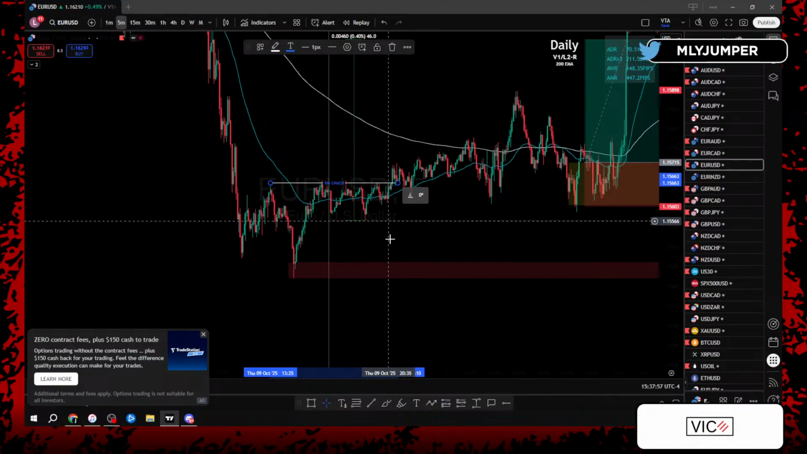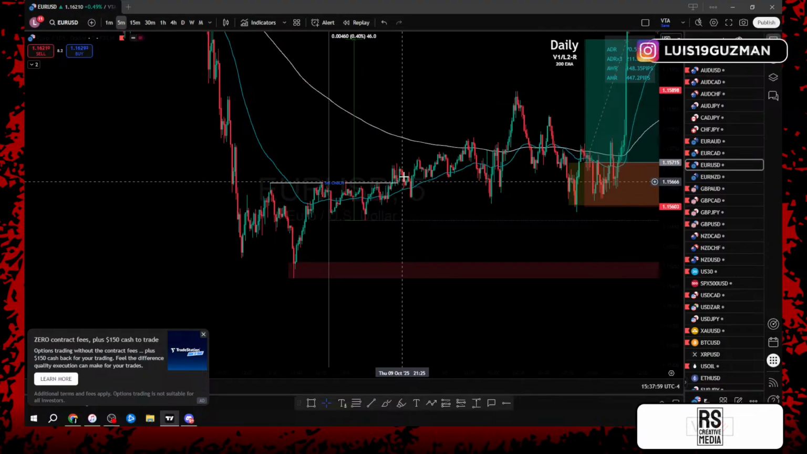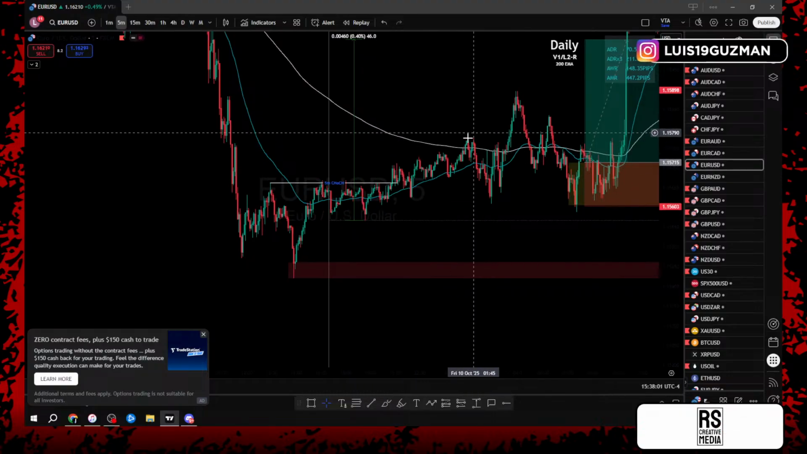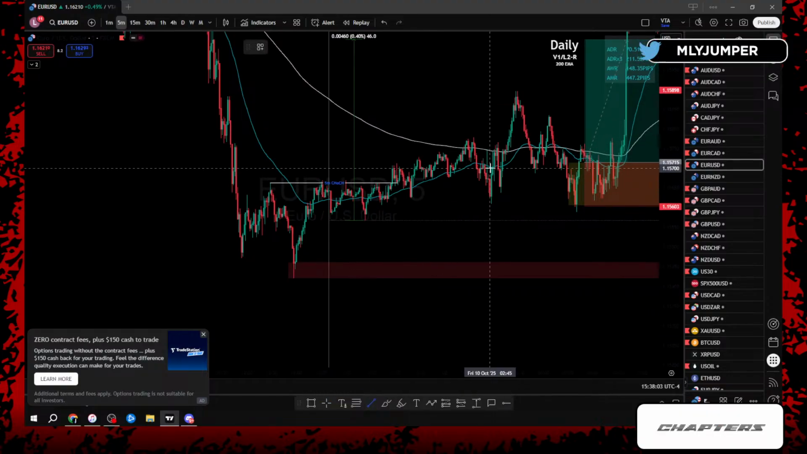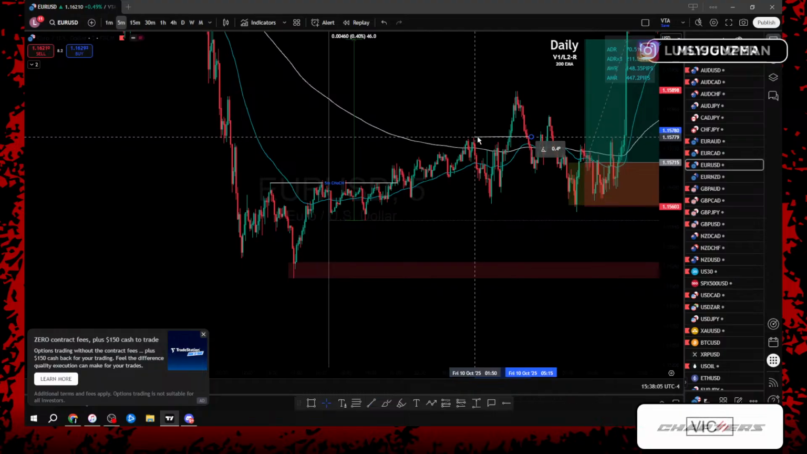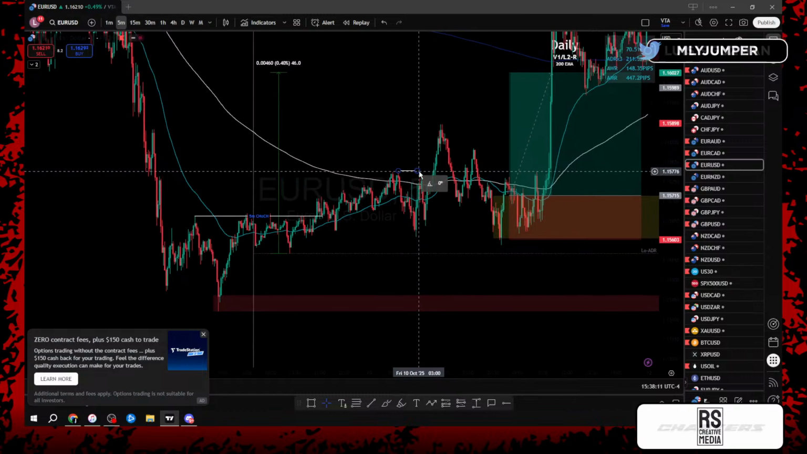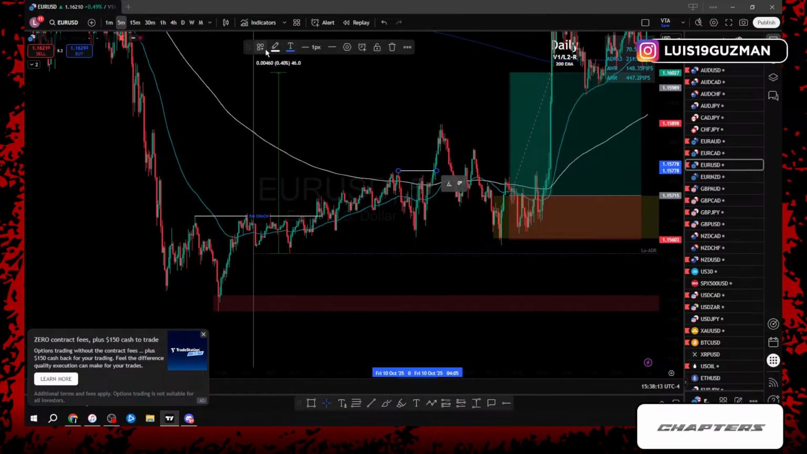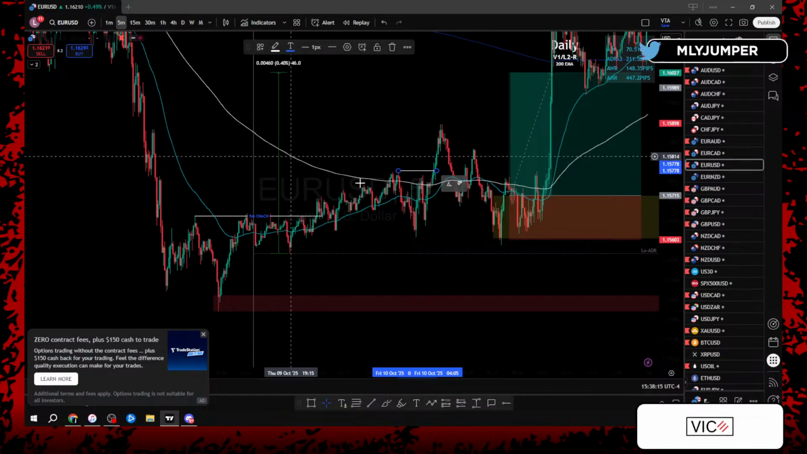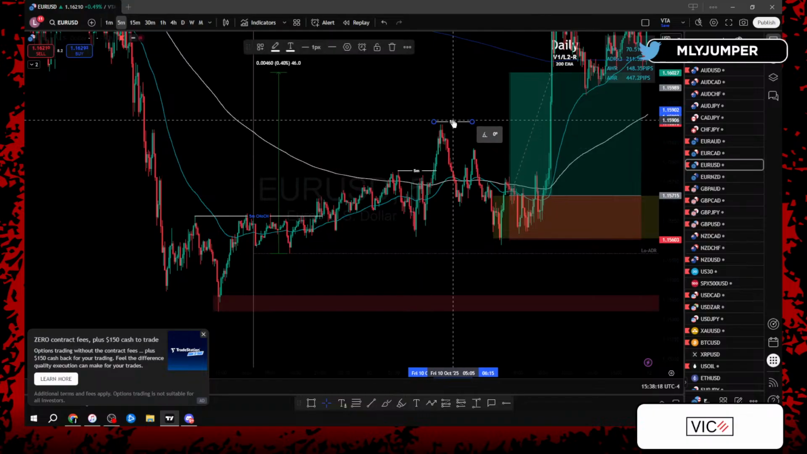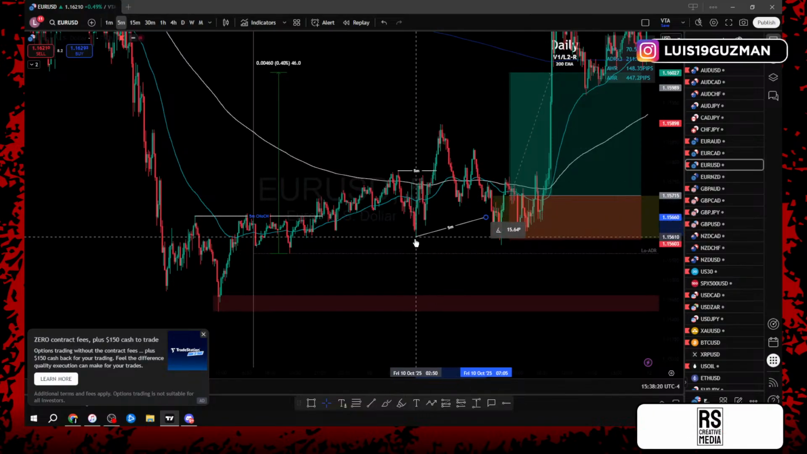Right? After price gave us the change of character, price just continued to trend, continued to trend, continued to trend until where? Until here. So boom, now we know we have a 5-minute higher high. Then price gave us a higher low. Then price gave us a break of structure, 5-minute break of structure. Perfect. So we knew that we were trading between these highs and these lows.